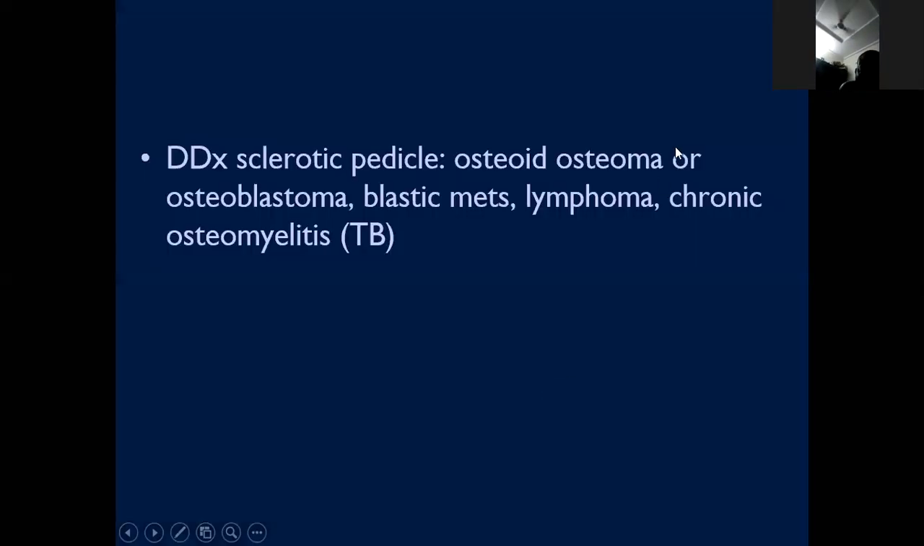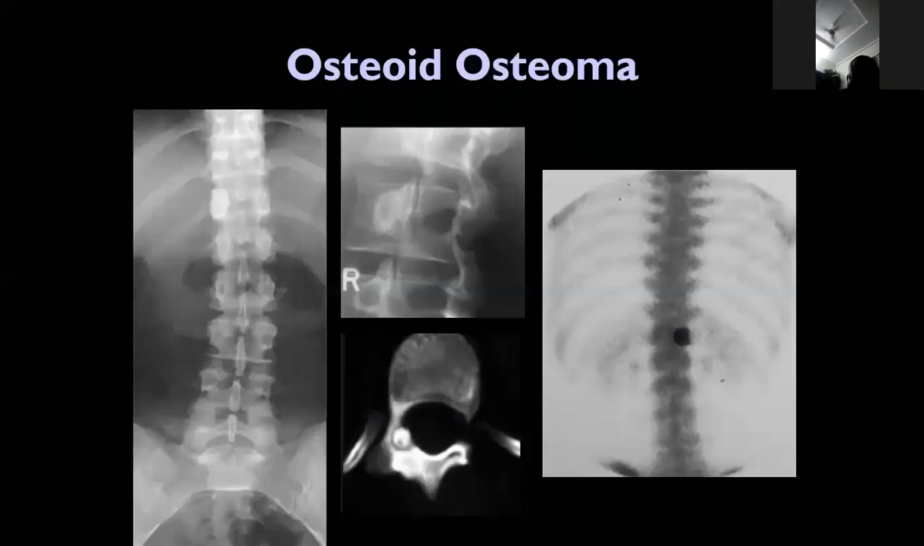So differential diagnosis: osteoid osteoma, osteoblastoma, metastasis, sclerotic metastasis, lymphoma, and again infection like TB. This is a very critical and very tricky case.